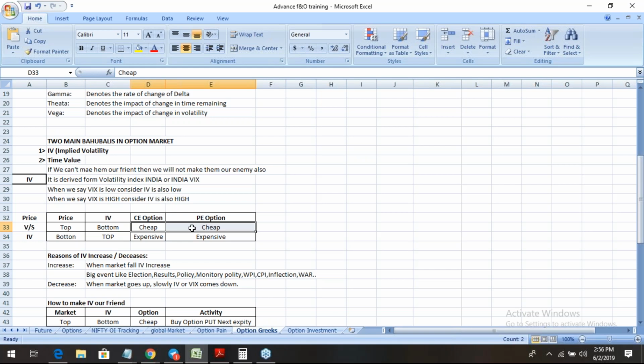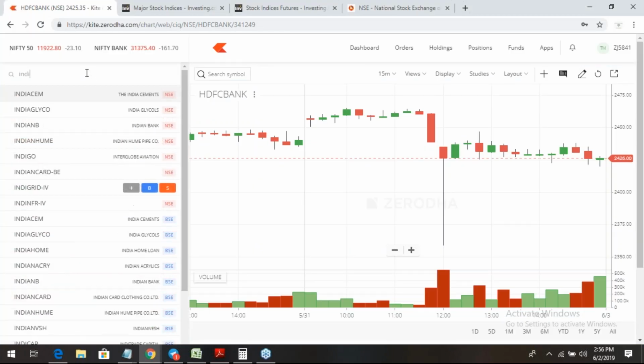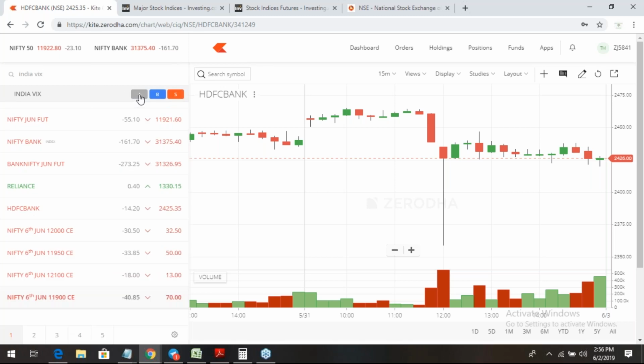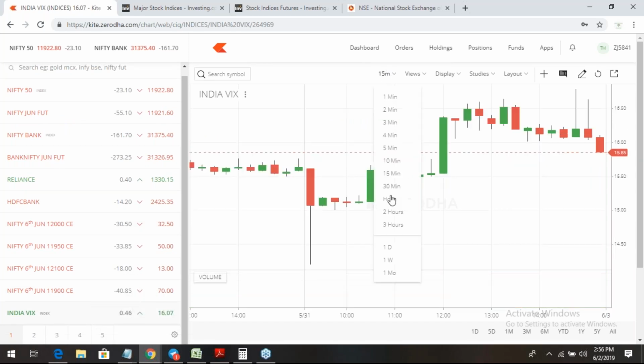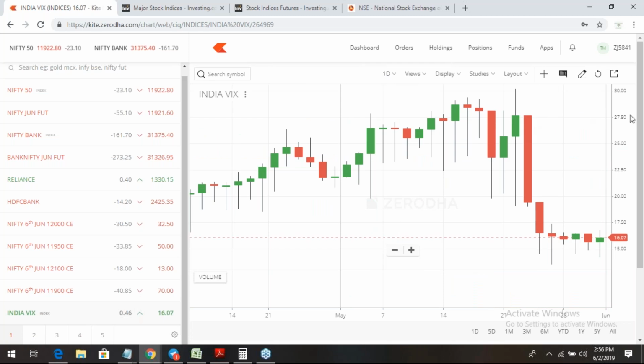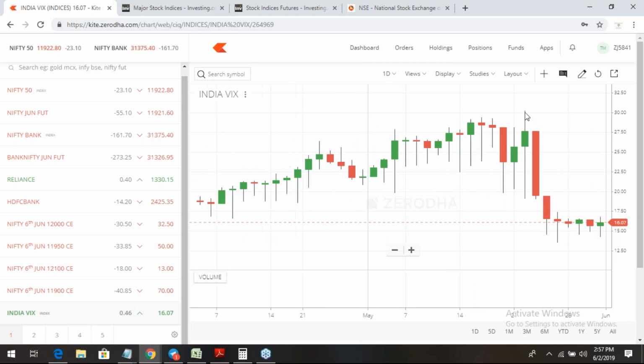How can we say VIX is high? We can see VIX, I'll show you. Put India VIX. What is our India VIX currently? 16.74. Let's see the chart. When was election day? On election day, see the VIX is at 30. Within 2-3 days, see where the VIX is now.